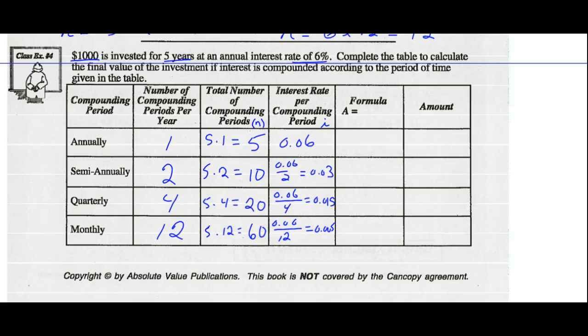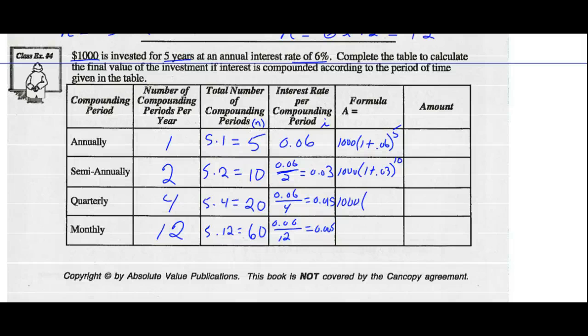All right, so our formula, A would equal our initial investment of $1,000 times 1 plus our interest, 0.06, to the exponent n, 5 times a year. Semi-annually, 1,000 times 1 plus our interest, which now is 0.06 divided by 2, 0.03. Compounded 5 years, twice a year, is 10 compounding periods.